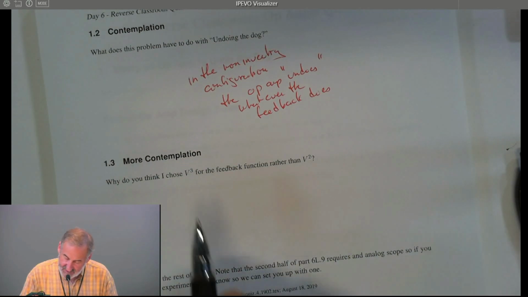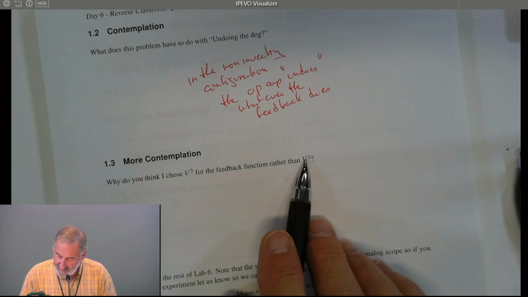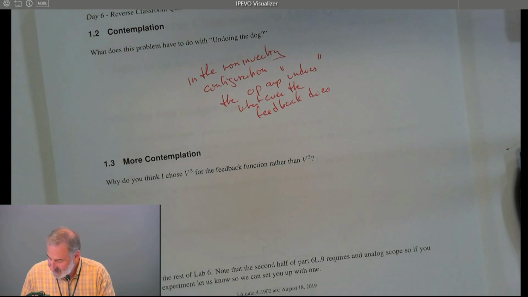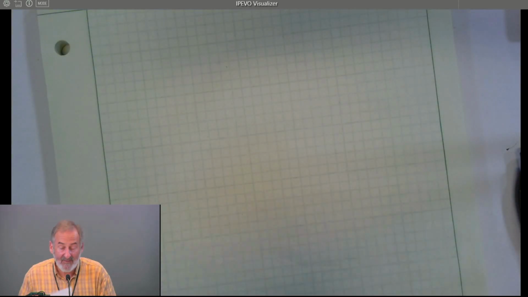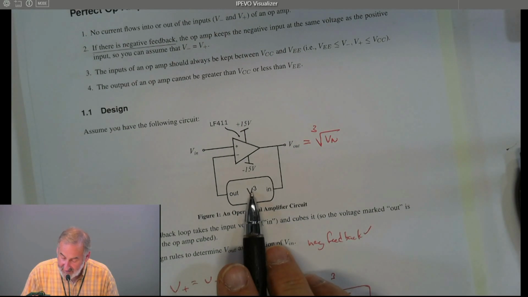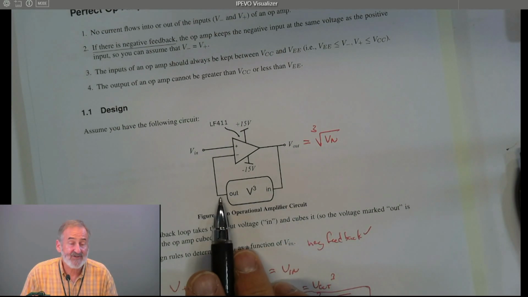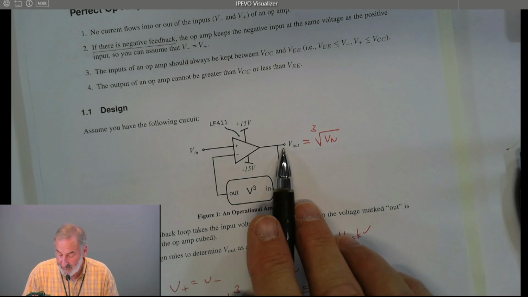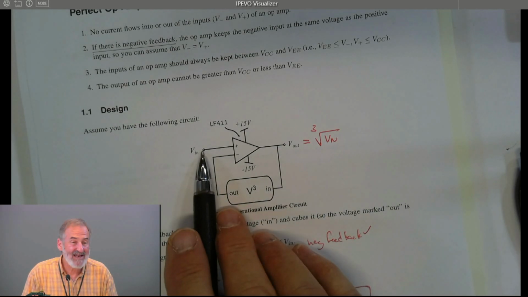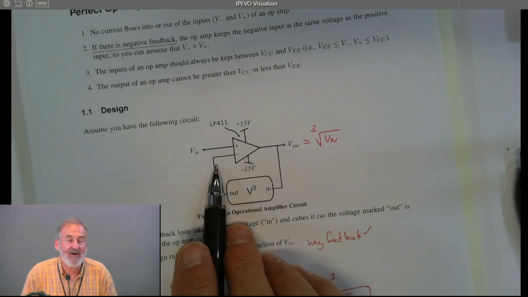Why did I choose V cubed for the feedback rather than V squared? Well, I did that because there's a problem if this were V squared. If this is V squared, the feedback voltage is always going to be positive no matter what V out is. So if I put in a negative voltage, there's no way the output of a squarer can be negative. This circuit doesn't work for negative voltage if it's a squaring circuit.